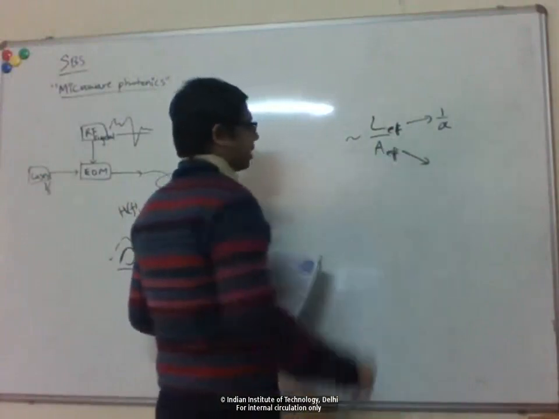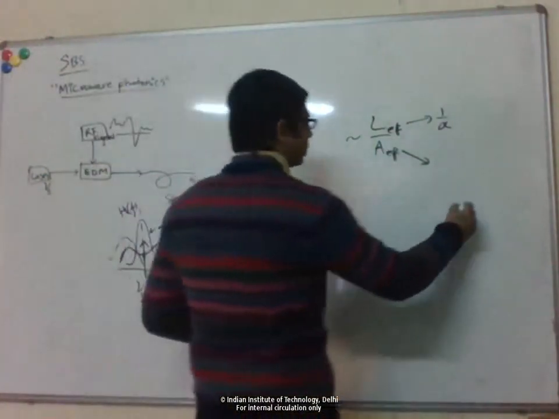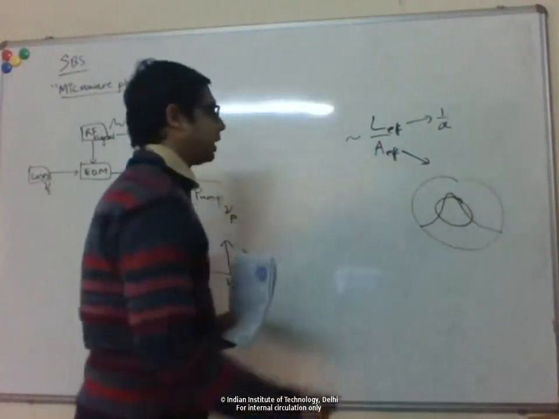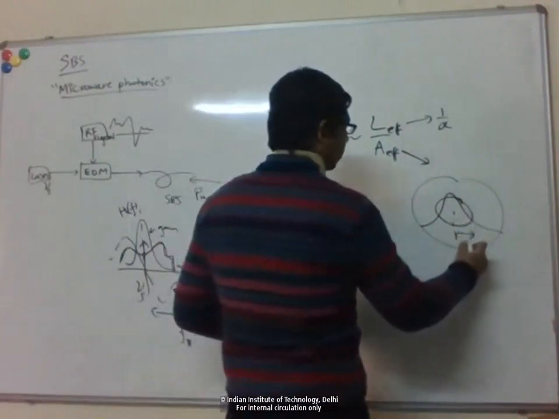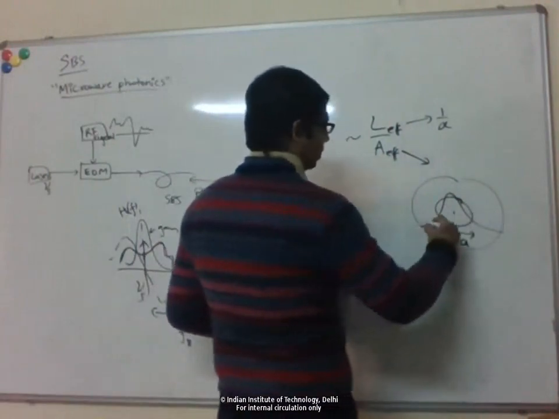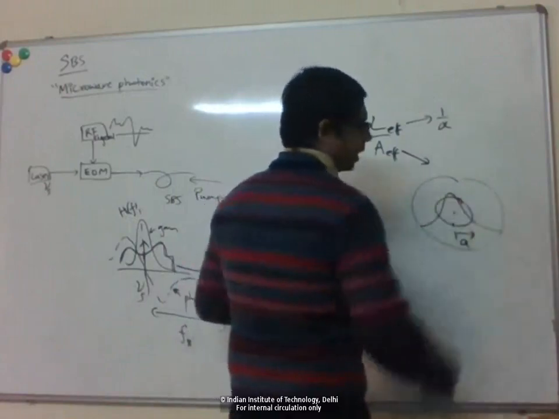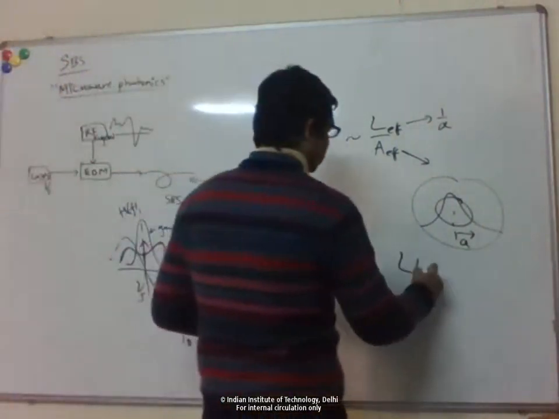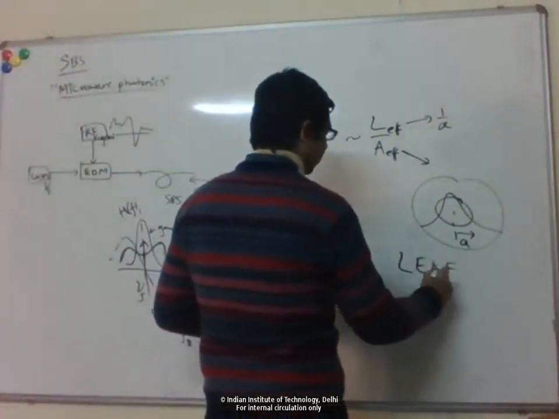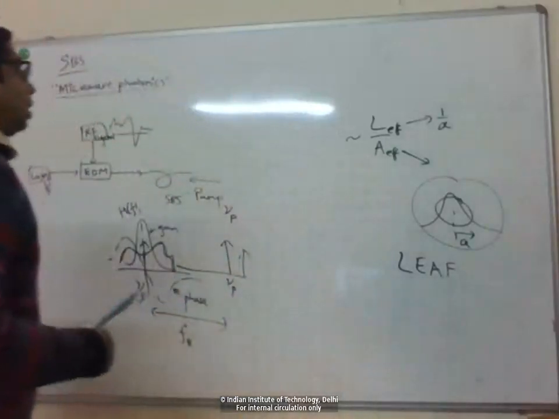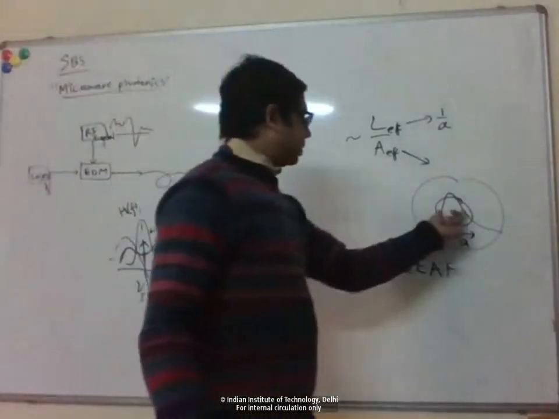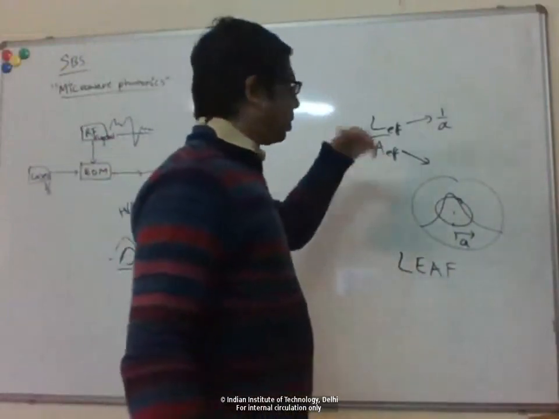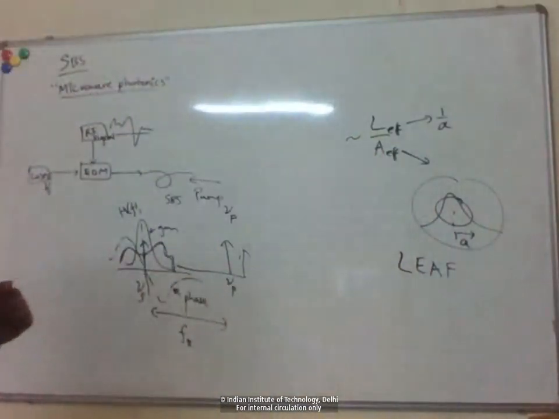So then what one can do is increase A_effective, that's the mode area of this mode in the fiber. One simple way is, if you increase the core size, then the mode area will also increase. Such fibers are known as LEAF, or large effective area fibers. People have developed fibers with larger core sizes, which gives an effectively larger area, and this leads to a reduction in nonlinear strength.